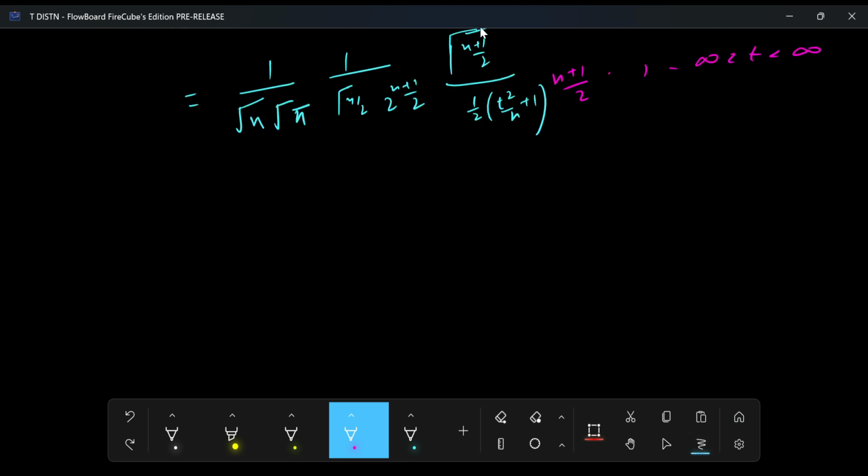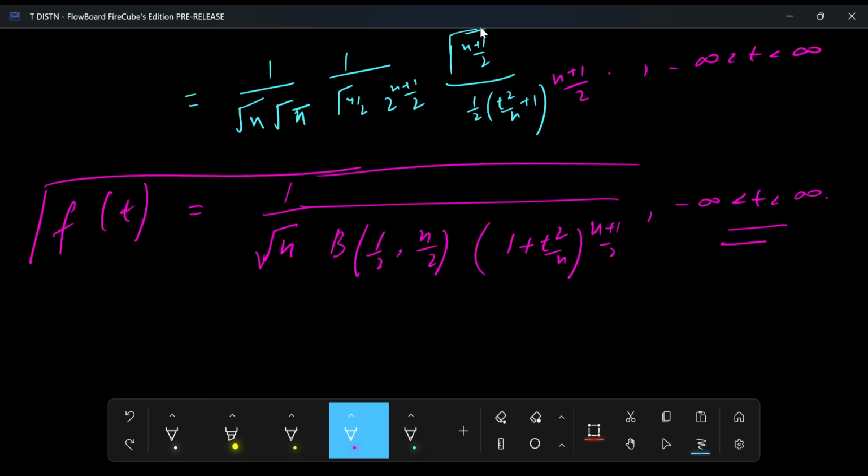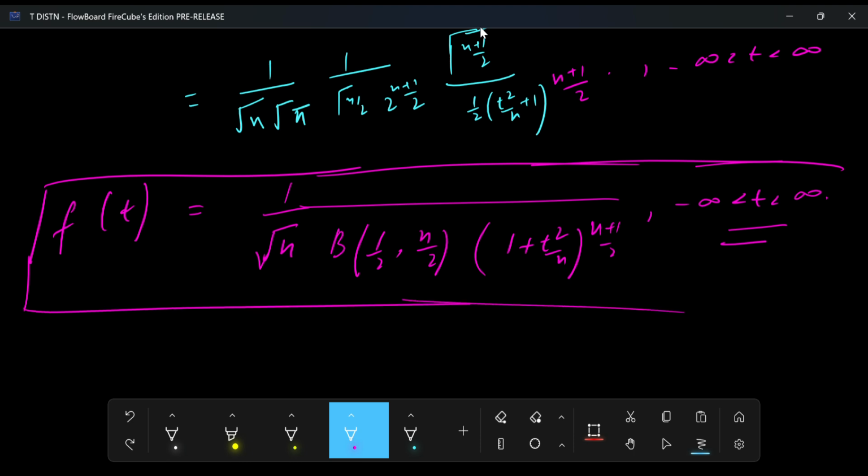So after solving this gamma, some terms will be cancelled out. At the end we will get 1 upon under root n beta (1 by 2, n by 2), times 1 over (1 plus t square upon n) raised to (n plus 1) divided by 2, from minus infinity to infinity. So this is the PDF of the T distribution.